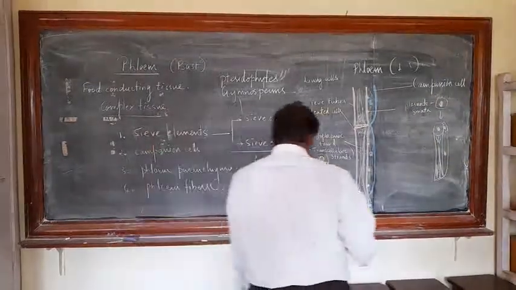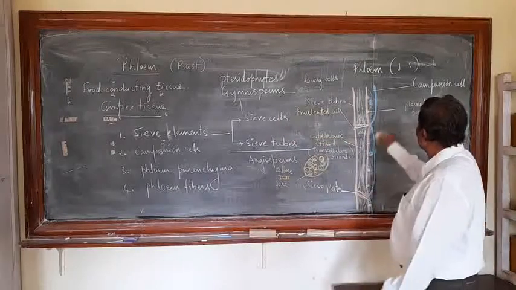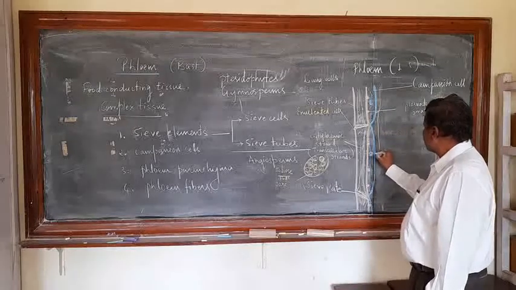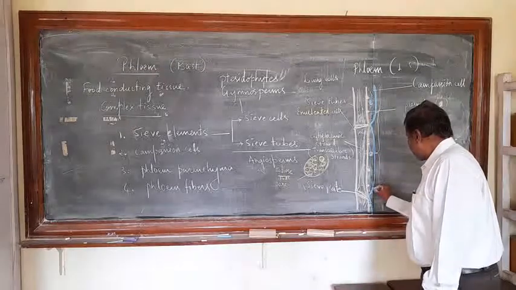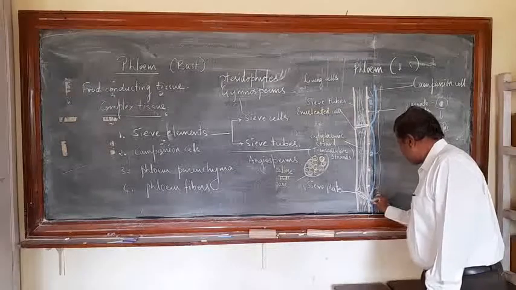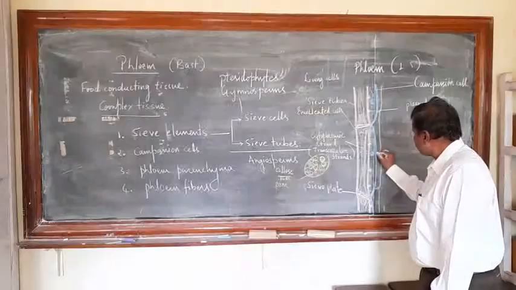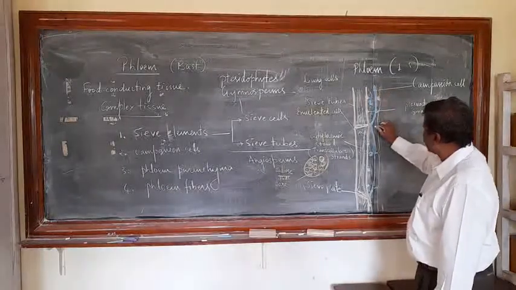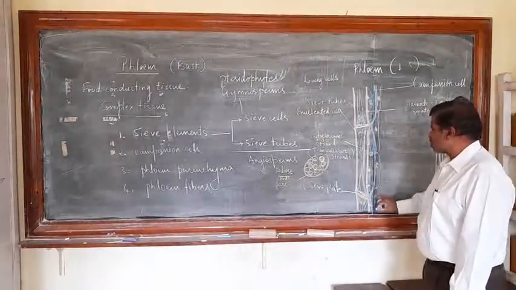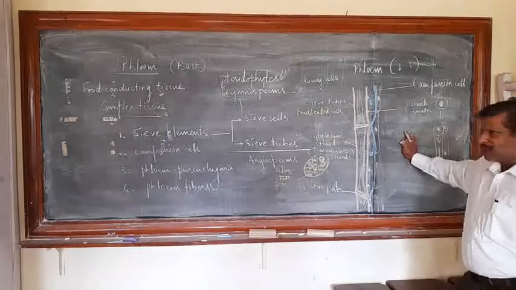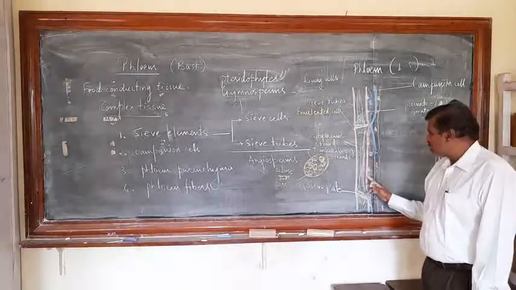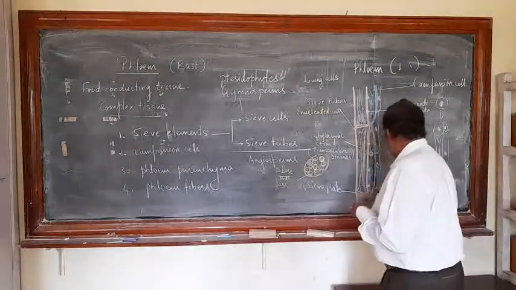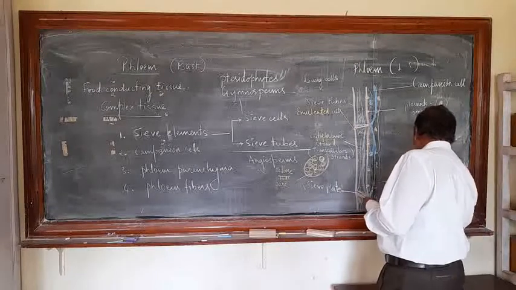You will also find thin walled parenchyma cells. Look here. These are the thin walled parenchyma cells which are present in association with the phloem cells. Either they may be linked to the sieve tube or they may be present by the side of the companion cell. We refer to these cells as phloem parenchyma.